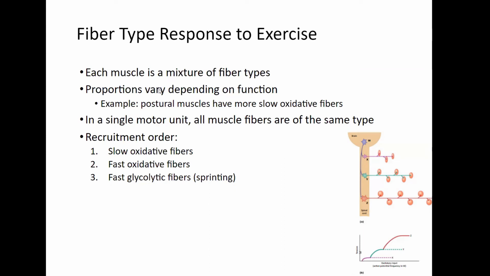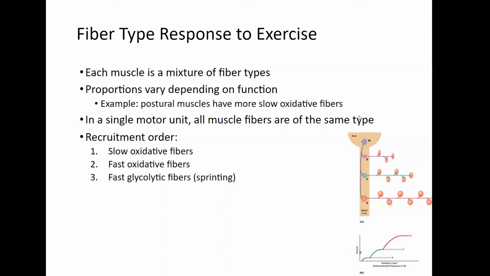Okay, the proportions in any given muscle will vary also on the function. So if we're talking about your intrinsic muscles around your spine that keep you upright when you're sitting and standing, those have more slow oxidative fibers. You have to use them all the time. Whereas muscles that you just use some of the time can have fast glycolytic fibers, right? In a single motor unit, all of the muscle fibers are going to be the same type.